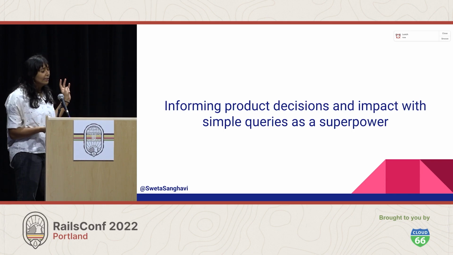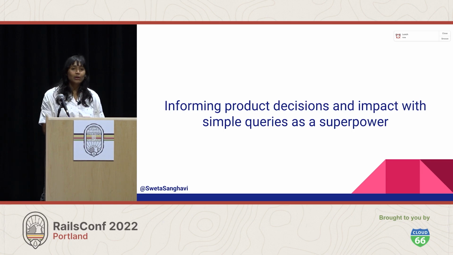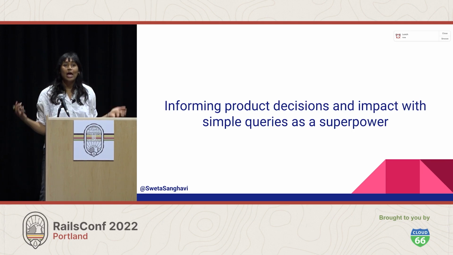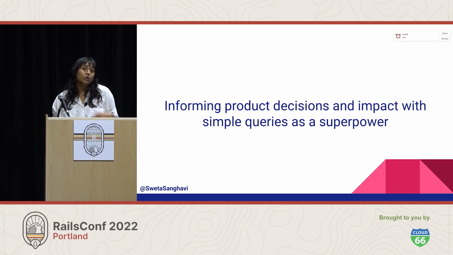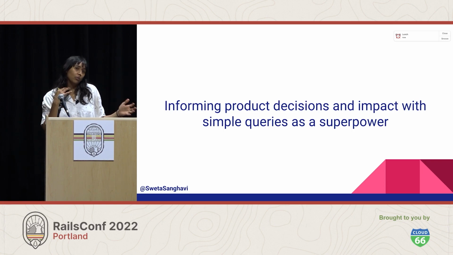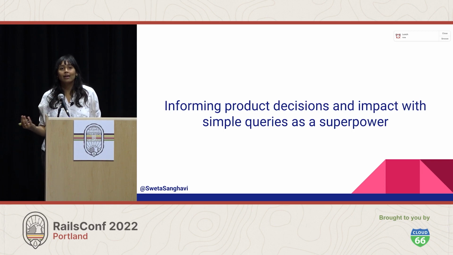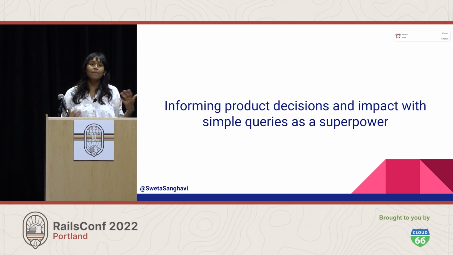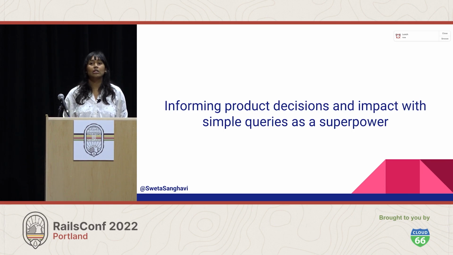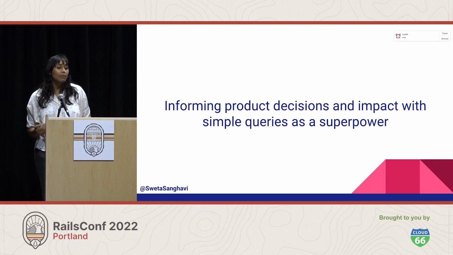The last point I want to make is that informing product decisions and impact with simple queries is a huge superpower. As developers, we have access to Active Record and our console on the reg, and we can answer data questions really quickly for our product organization. When you're shipping a feature and you come across an edge case, you can quickly ask, how big of a problem is this really? There's been lots of times when an edge case comes up and you query the data and you know that it's so small of a group that a manual solution might actually be the better one. When we as product developers can make those choices, it makes us really powerful.